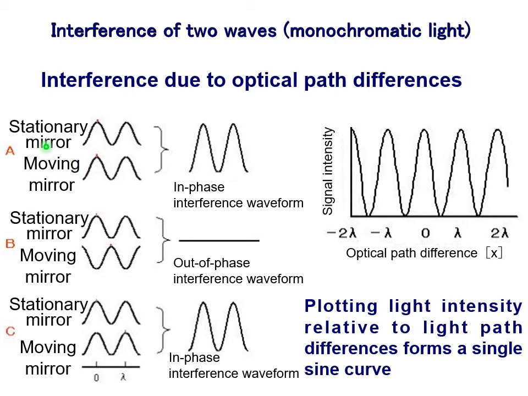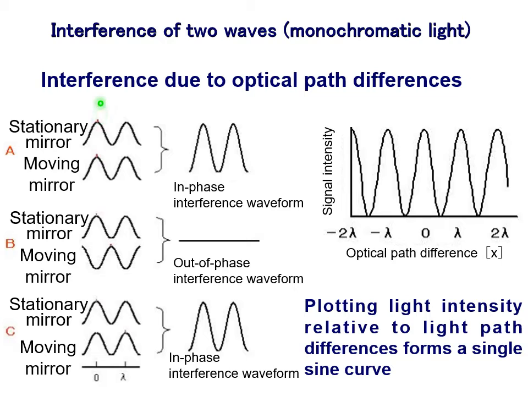If there is no optical path difference between the fixed mirror and the moving mirror, the light reflected by the two mirrors will be in phase. Therefore, the maxima and maxima coincide, so combining these two waves strengthens each other.